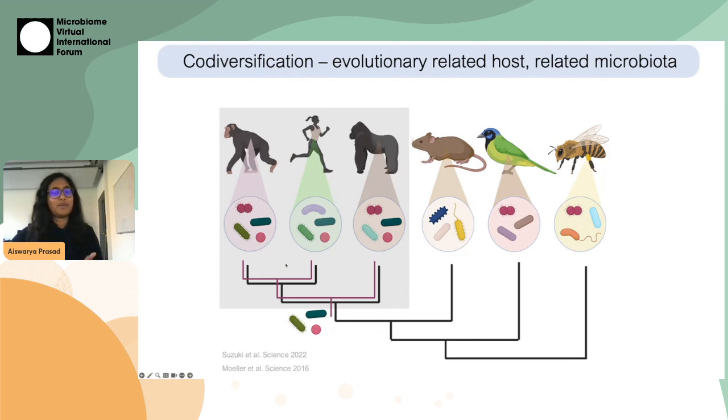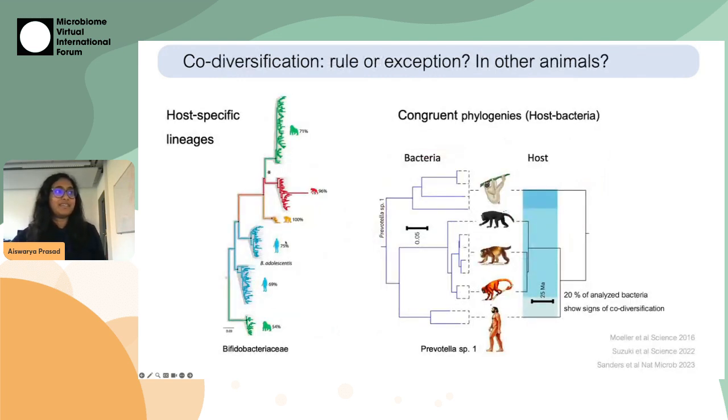And this pattern has been reported in primates. For example, you see here the family of Bifidobacteriaceae, and they have host-specific lineages that are congruent to that of the host. And there was another study where they looked at various different clades and found that 20% of these clades show signs of co-diversification. But what are the other processes driving the entire community? And how about other animals?